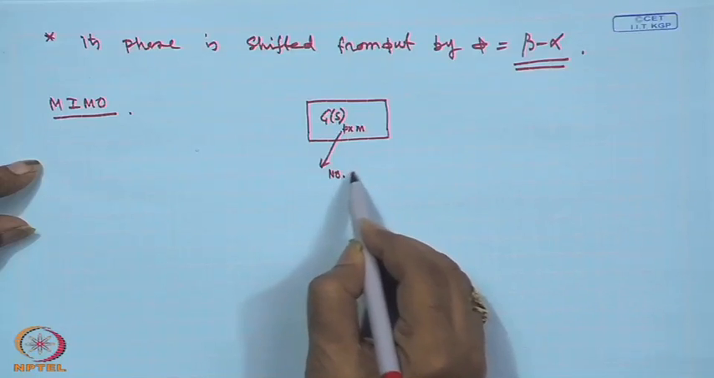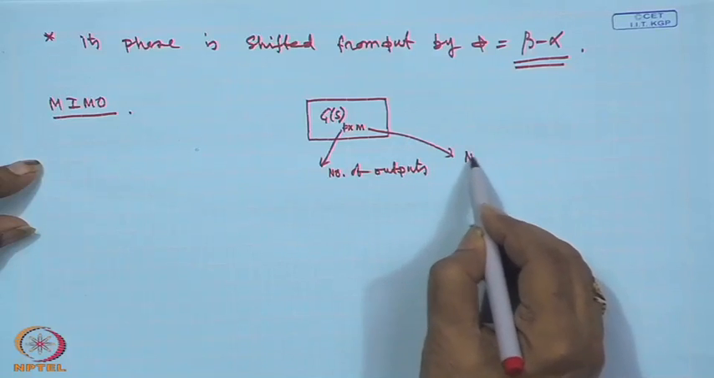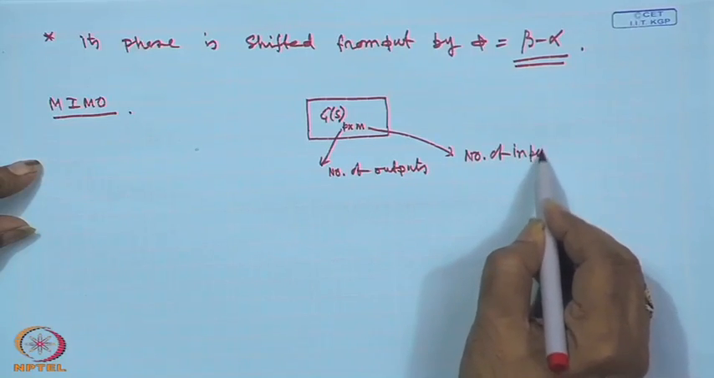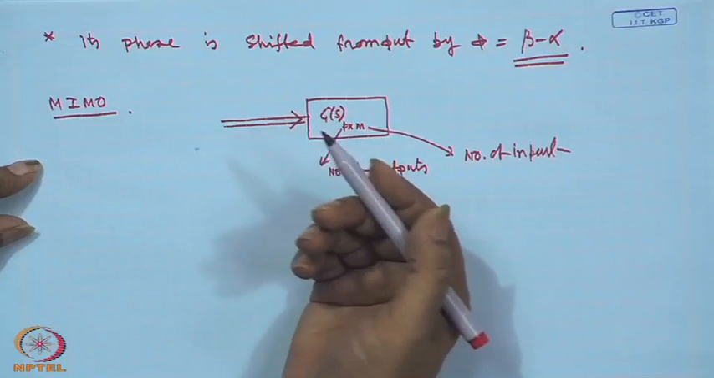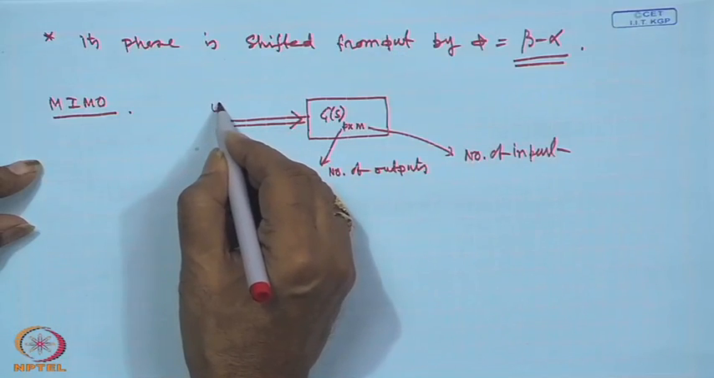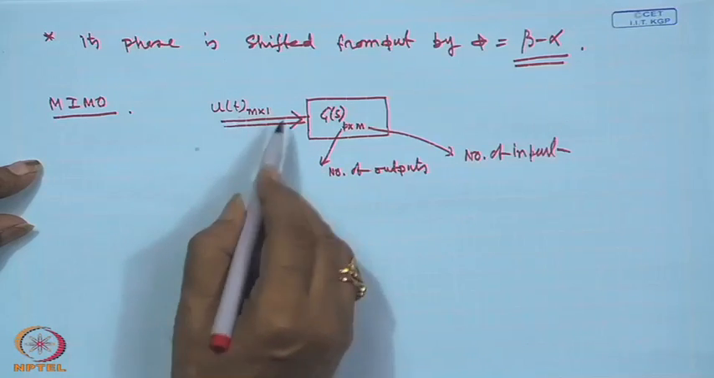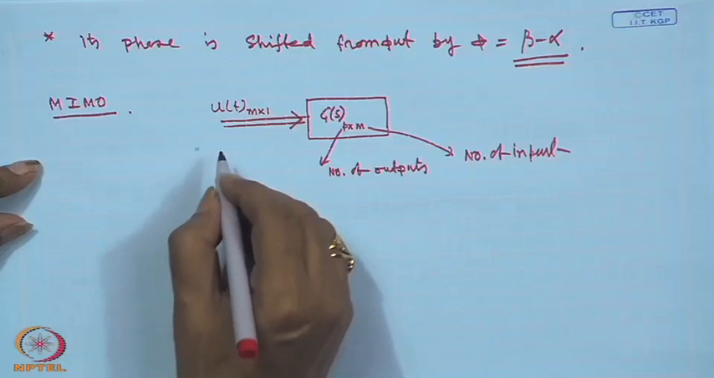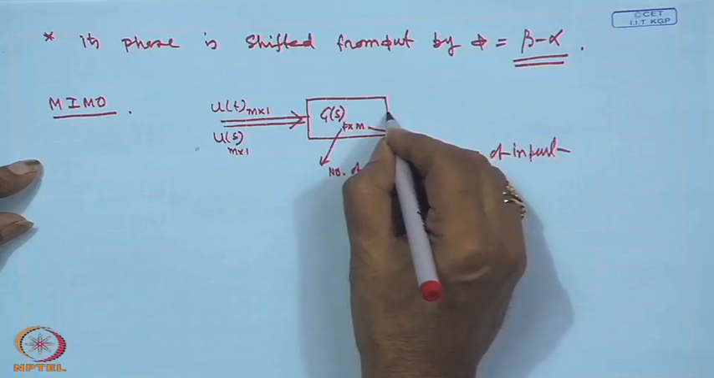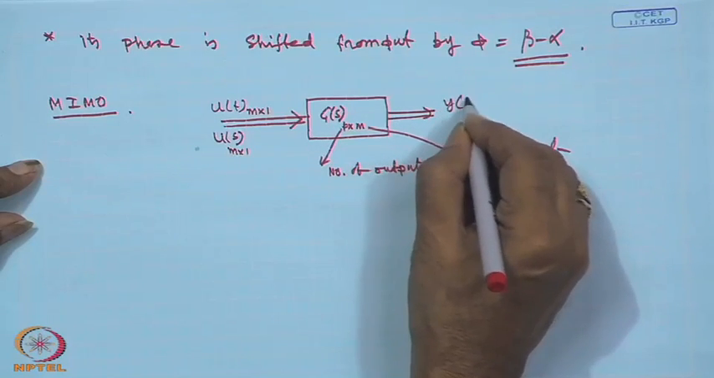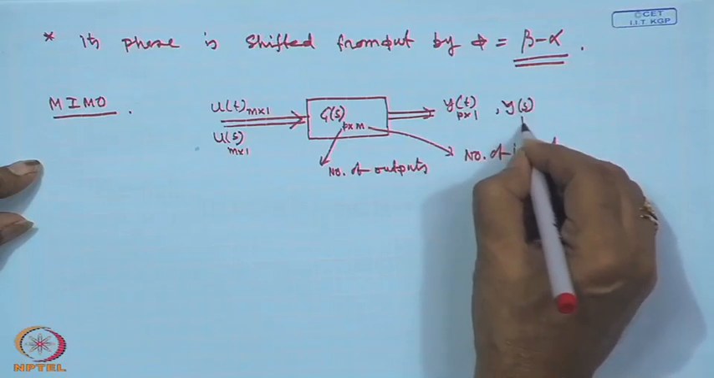P stands for the number of outputs and M stands for the number of inputs. So, you can think of it, if more than one input is there, I represent it by a double line to differentiate from this one, that is u(t). Its dimension, the input vector dimension, is m cross 1, or in the Laplace domain it is U(s), which has dimension m cross 1, and the output is y(t), whose dimension is p cross 1, or in the transfer function domain Y(s) is p cross 1.